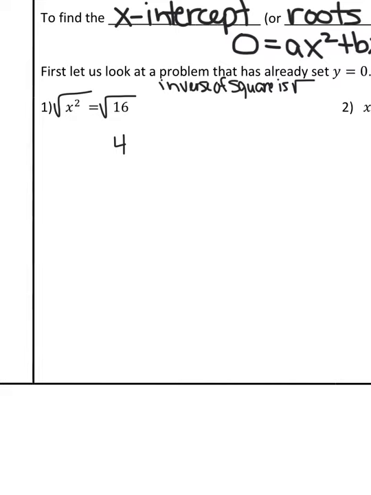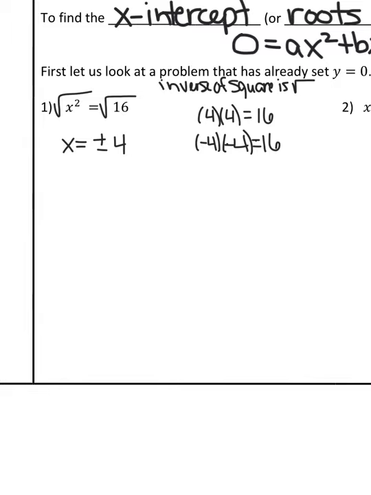But what we don't know is this. If I look at this as a backwards problem, I know that 4 times 4 equals 16, but I also know that negative 4 times negative 4 is 16. So we don't know if the answer is positive or negative. When we take the square root, we need to make sure that we have the plus or minus.